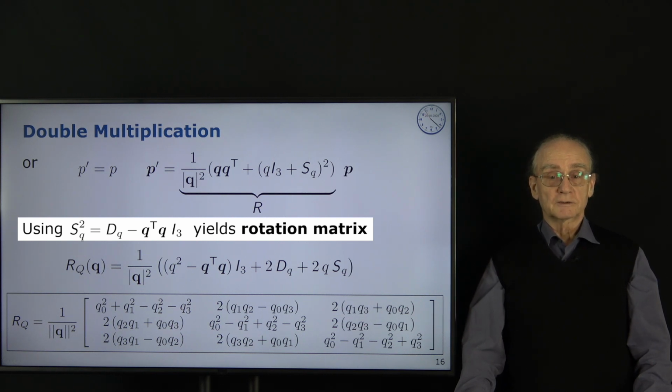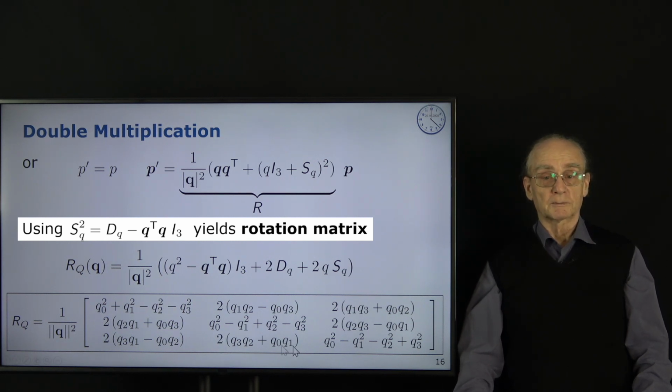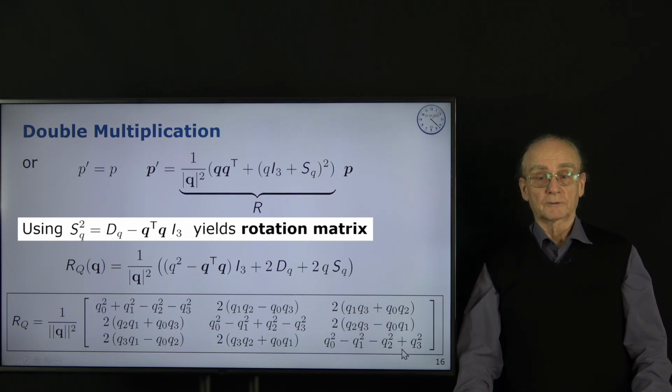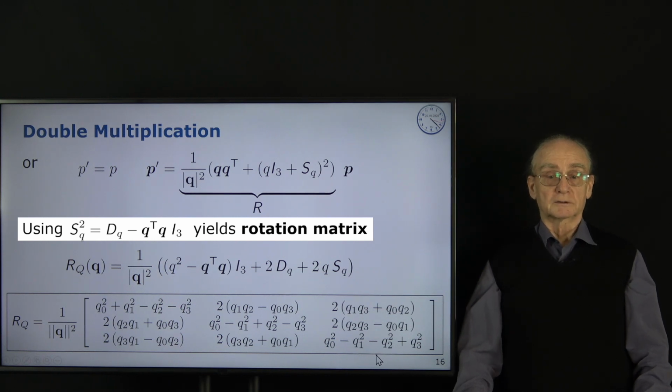are not so easy to remember, but also not so complicated. So we start here with Q0 squared positive. Then we see here Q1 squared positive, Q2 squared positive, Q3 squared positive. The other two elements are negative: 2, 3, 1, 3, 1, 2. So these are the diagonal terms.